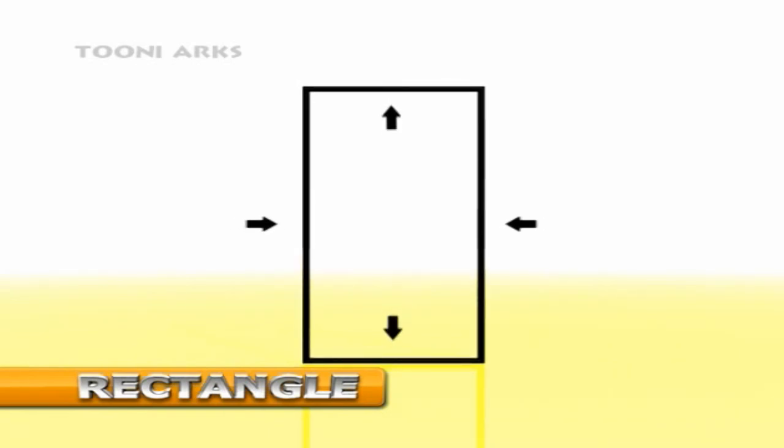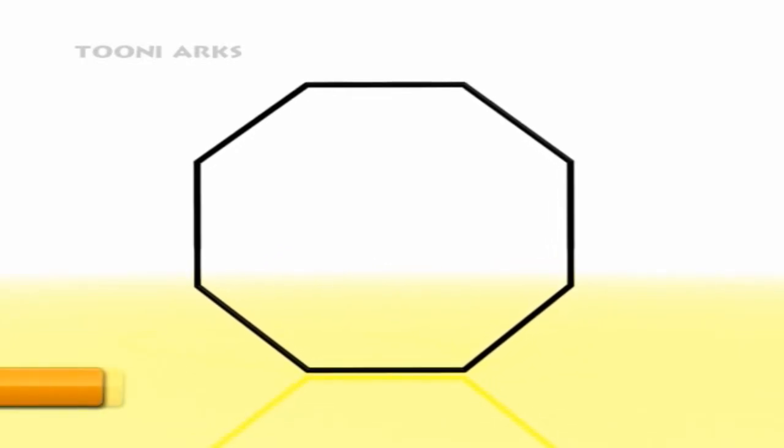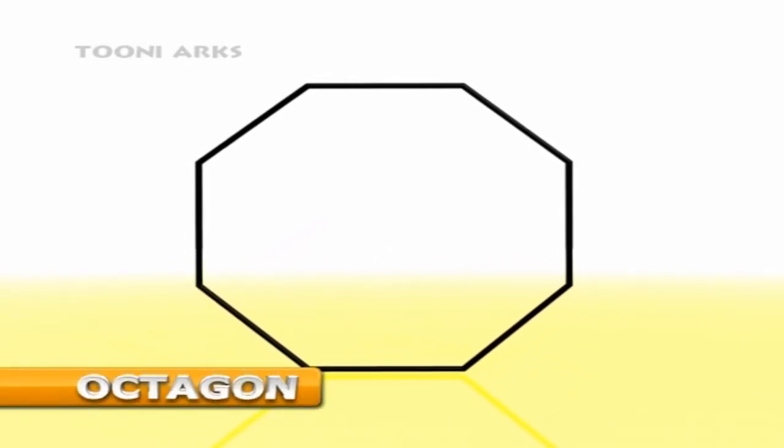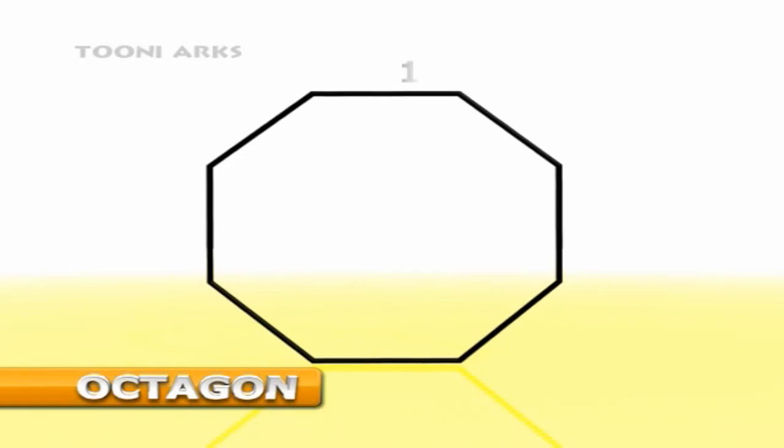Now we have the rectangle. Well, even this has 4 sides, but the opposite sides are equal. This is an octagon. Let's count them. 1, 2, 3, 4, 5, 6, 7, 8. It has 8 sides.